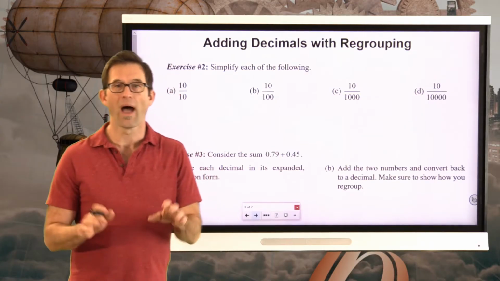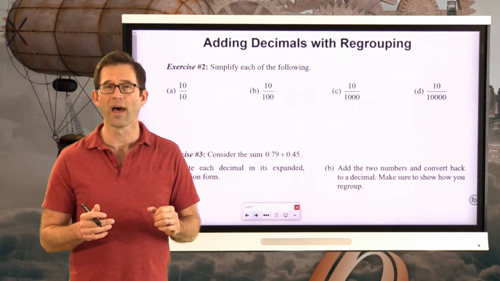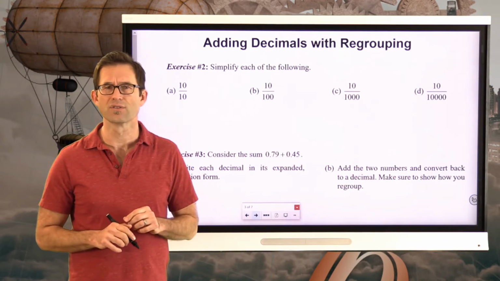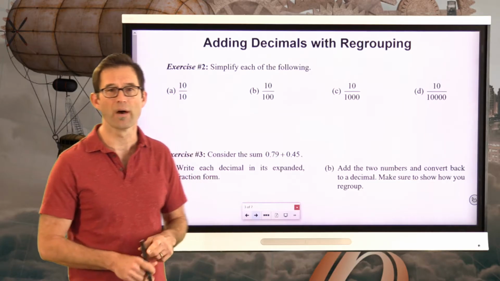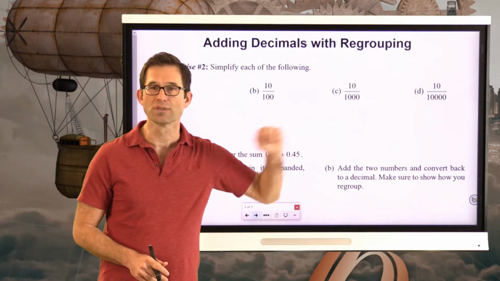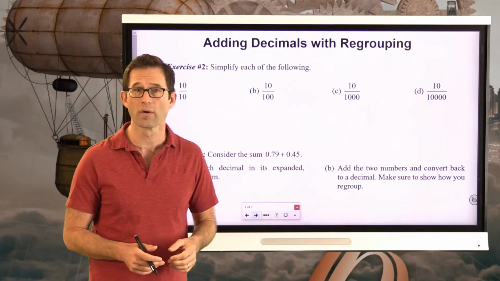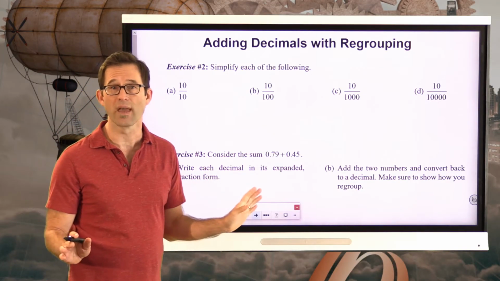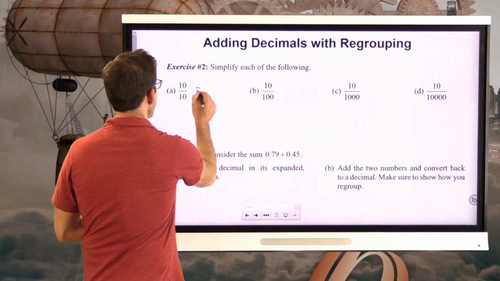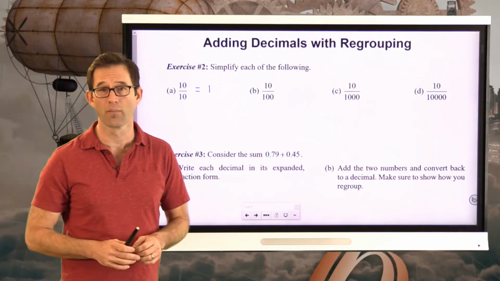Adding decimals with regrouping. Again, before we go into that, let's take a look at exercise 2 really quick. Simplify each of the following. This is simple enough. I've got a bunch of fractions and I want to simplify them. Let's talk about this in turn. Now, 10 over 10 should be a piece of cake. Anytime you have a fraction where the numerator and the denominator are the same, it's equal to the number 1.